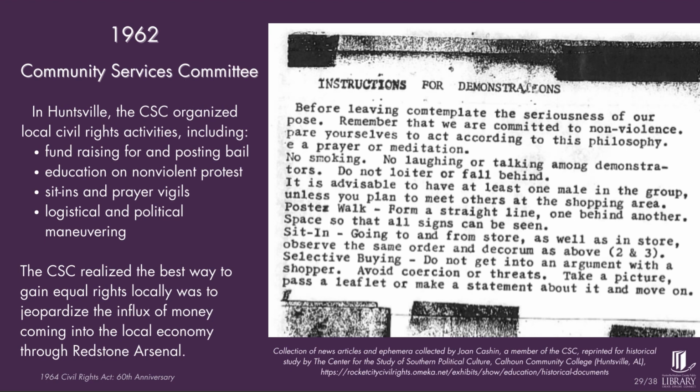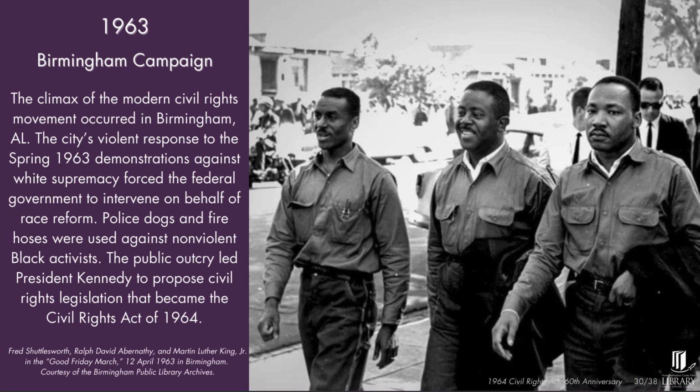In 1962 in Huntsville, the Community Services Committee organized local civil rights activities, including fundraising and posting bail, education on nonviolent protests, sit-ins, prayer vigils, and logistics and political maneuvering. The 1963 Birmingham campaign was the climax of the modern civil rights movement. The city's violent response to the spring 1963 demonstrations forced the federal government to intervene on behalf of race reform.